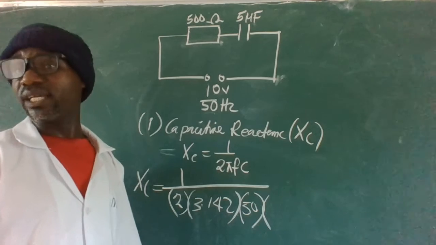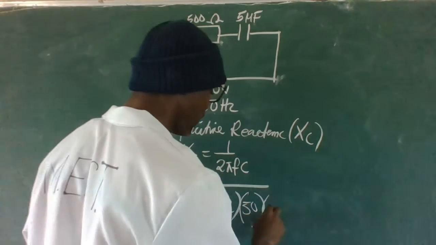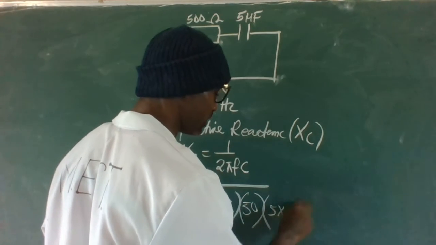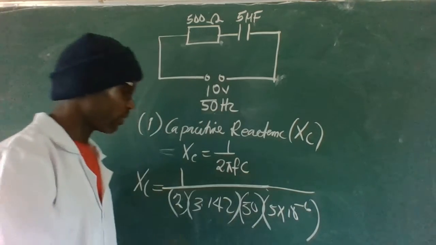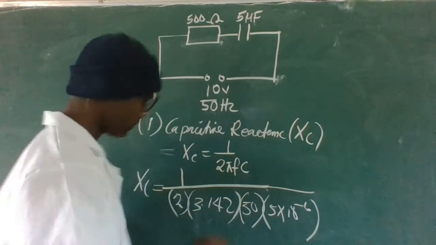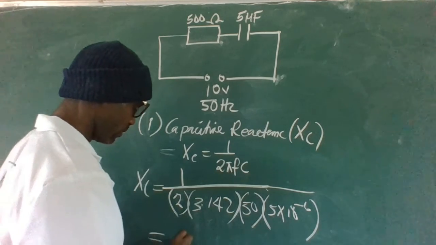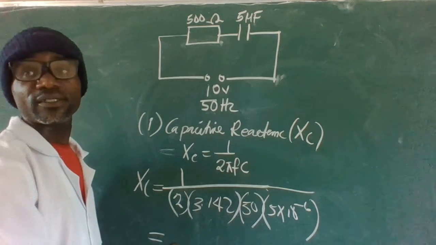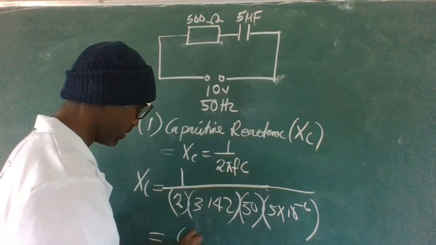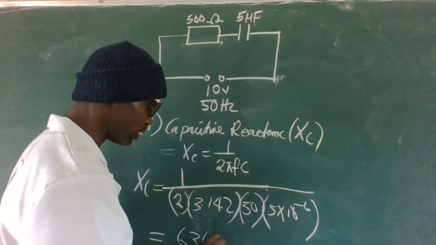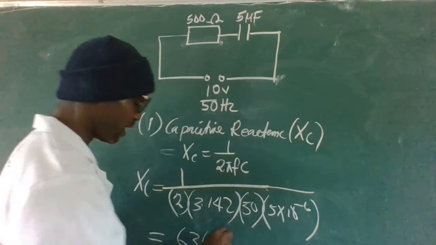Am I communicating? Yes, sir. Good. So we have 5 times 10 to the minus 6. Okay? Yes, sir. All close. So evaluate what you have. 636.54.